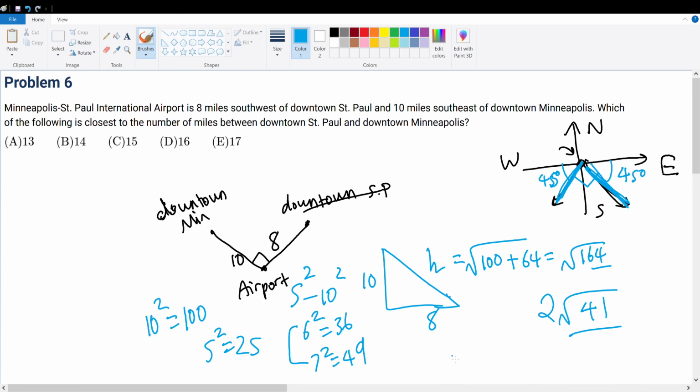And just for a rough estimate, let's say it's 6, because 41 minus 36 is 5, and 49 minus 41 is 8. So 36 is closer to 41, so that means this number would be partial to 6. 6 times 2 would be roughly equal to 12. And the closest number to 12 will be 13, so A is our final answer.